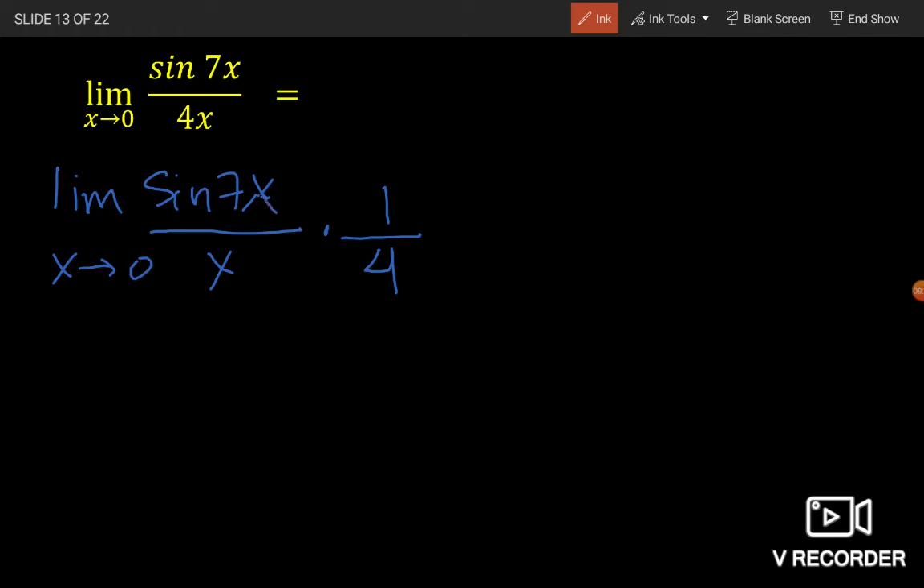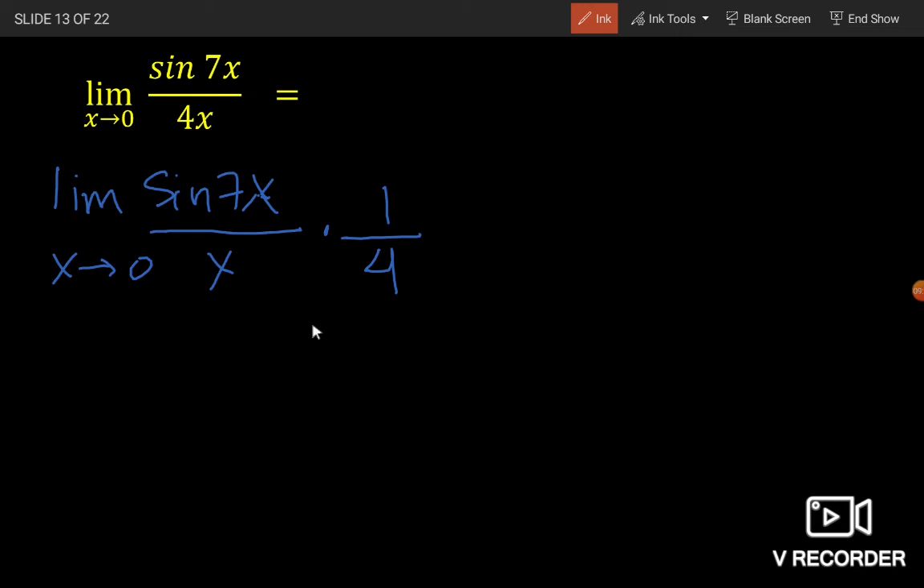So you can see here, it's basically the same. There is no difference here. Sine 7x over 4x is the same as this one, sine 7x over x multiplied by 1/4. 4 times x is basically 4x. So there's no difference between these two.